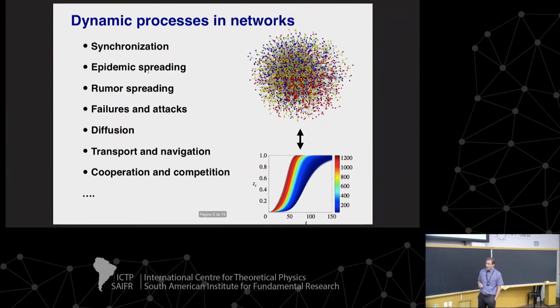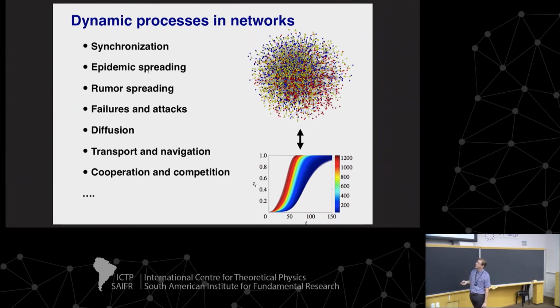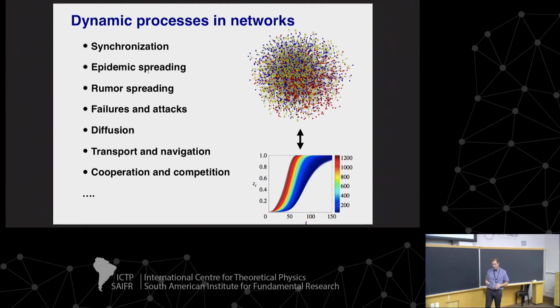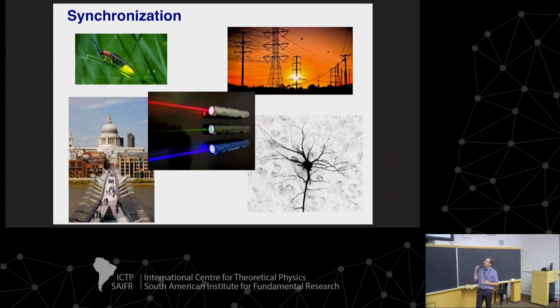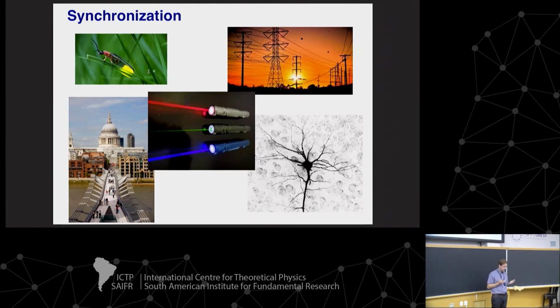Okay? In the case of dynamical process, we can have different dynamical processes which you simulate in a network, like, for instance, synchronization. We can simulate epidemic spreading, rumor spreading, failures and attacks. So we have many different processes which you can simulate and analyze in networks. And today I'm going to talk about synchronization and epidemic spreading. Synchronization is a very general dynamical process which you can use to model, for instance, lasers and power grids and neurons in your brain. So it's a very, very powerful dynamical process.